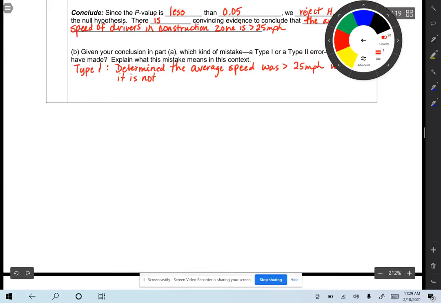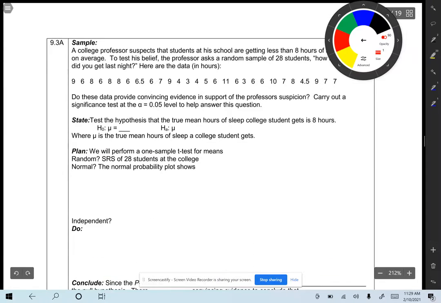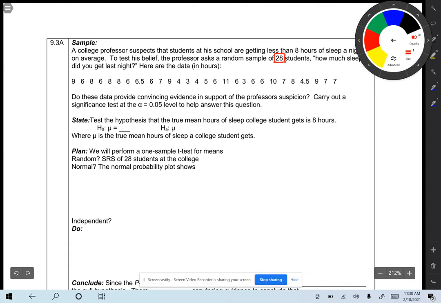Okay, now example number 2, another sample. A college professor suspects that students at his school are getting less than 8 hours of sleep a night on average. To test his belief, the professor asks a random sample of 28 students, how much sleep did you get last night? Here are the data in hours. So 28 students, darn, we have to graph. It's okay. Lucky for you, I put in this data and graphed it beforehand.